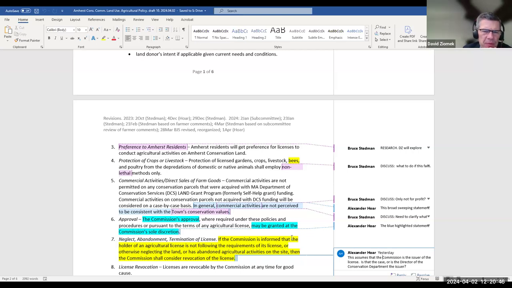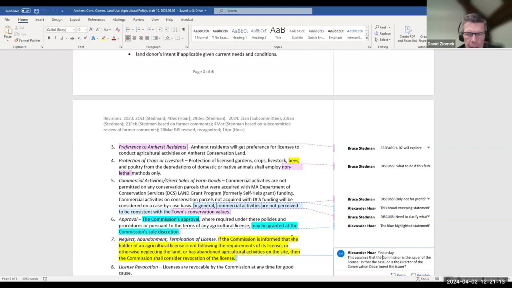Did we talk about number five further? No, I didn't. Go ahead and go back to it. Yeah, I've got to think about number five. I'm not 100% sure about commercial activities. I know direct sales are not allowed on land conservation land purchased with Mass DCS, but I'm not sure it precludes commercial activities.